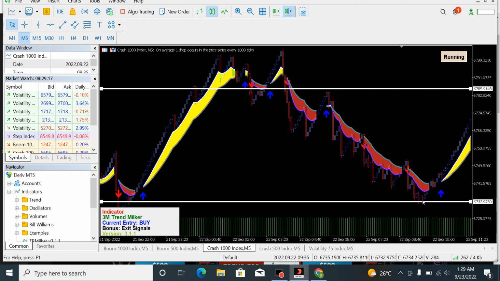For instance, for Boom, spikes usually happen around the support zone, and it usually happens when the market is on an uptrend. So if you don't want to trade the spike, then you should trade the downtrend. But if you want to trade the spikes, then you should focus on the uptrend and the support zone. That is for Boom. For Crash, spikes usually happen around the resistance zone, and most especially when the market is on a downtrend. So if you don't want to trade the spikes, do not trade when the market is on a downtrend. Trade it when the market is on an uptrend. So you only trade the bullish candle when the market is on an uptrend.